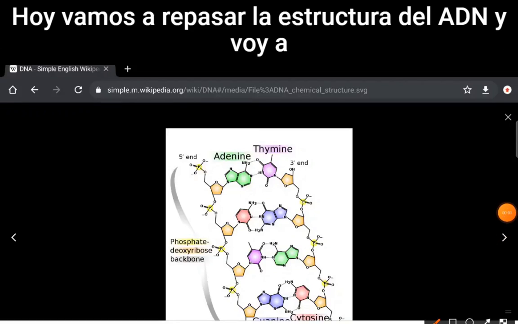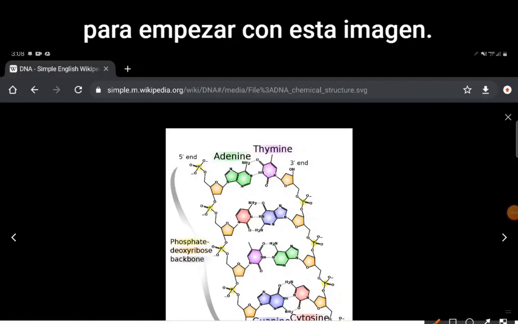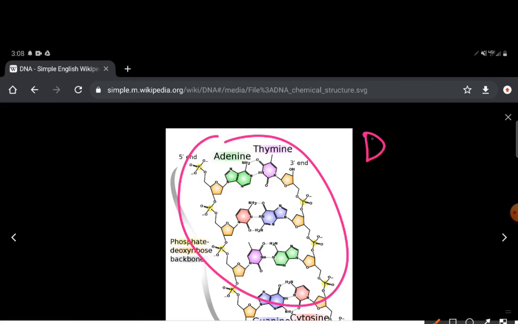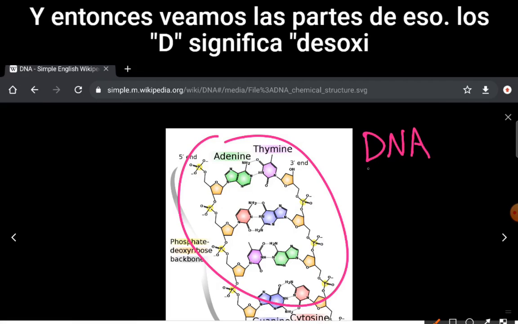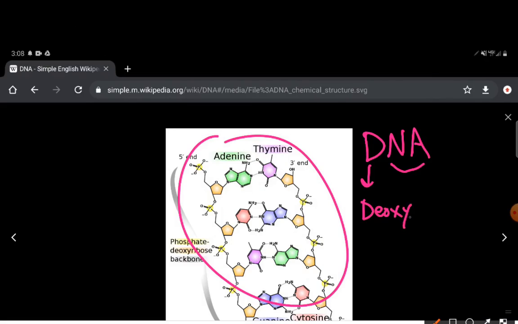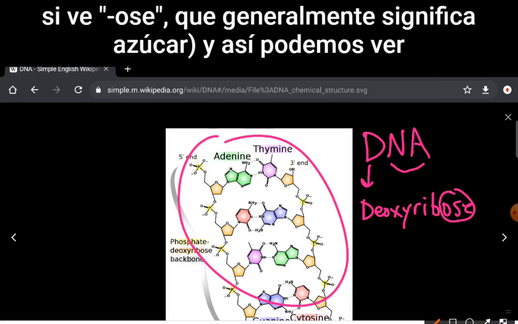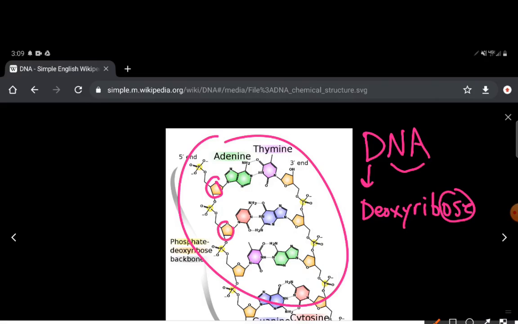Hey everyone, we're going to go over DNA structure today, and I'm going to start with this image. And so this whole thing here is DNA. And so let's look at the parts of that. The D stands for deoxyribose. If you see OSE, that usually means a sugar. And so we can see all those sugars here in orange.